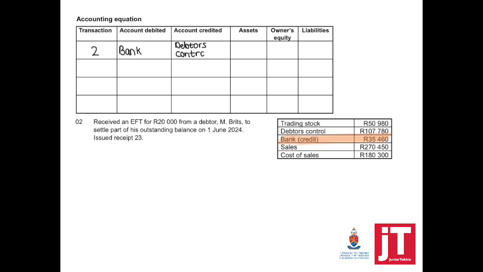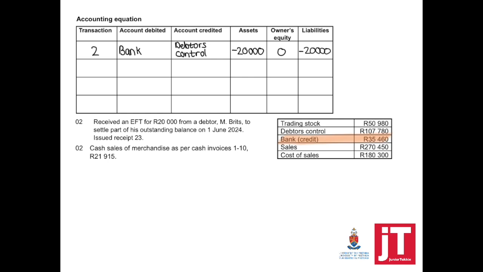On day 2, if the business receives money, bank is always debited, account credited, debtors control, and then debtors control is regarded as an asset, which means our current assets will decrease. Bank is an unfavorable bank balance, which means when the business receives money, our liabilities, our current liabilities will decrease.